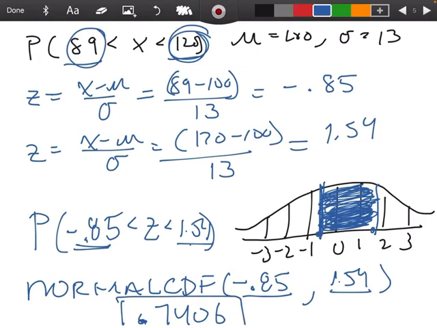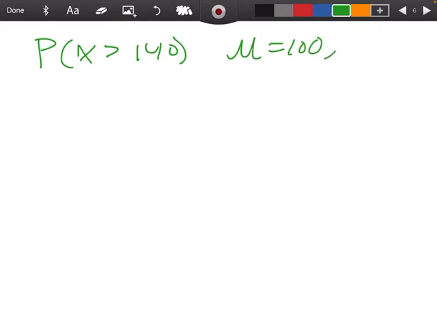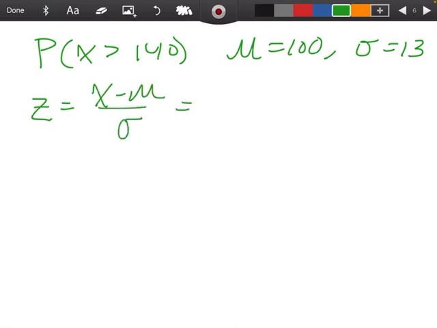And then we did have a part C. So let me see what was part C. Here we go. More than 140. Okay, we can do the same thing here. So we're trying to figure out what's the probability that X is more than 140. So remember, my mu is still 100, right? My standard deviation is still 13. So the first thing I'm going to do here, y'all, I'm going to find my z value, okay? So remember, it's x minus mu over sigma. So in this case, my x is 140 minus 100 over 13.